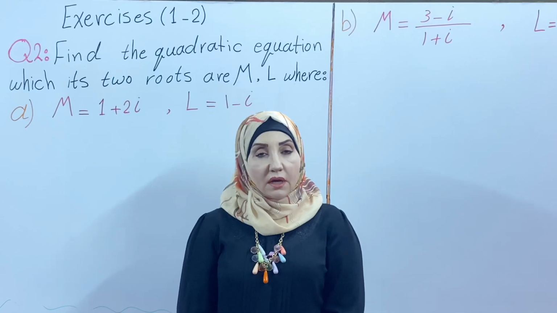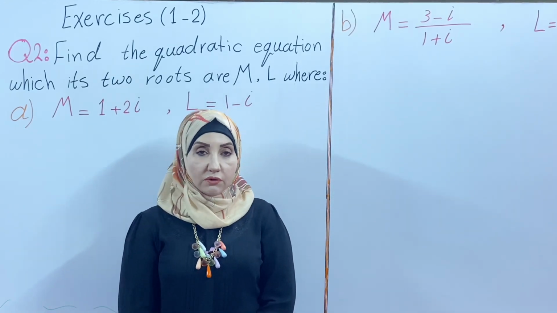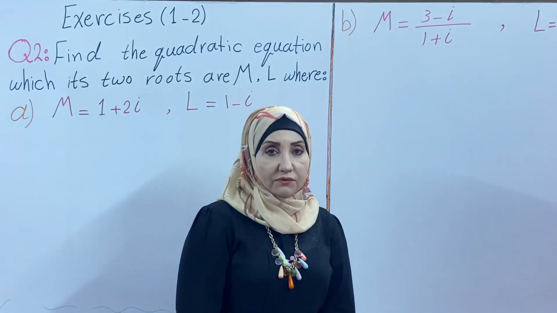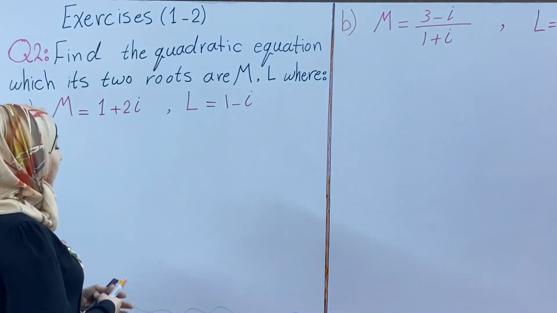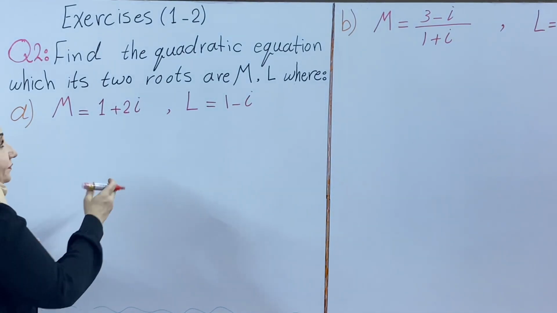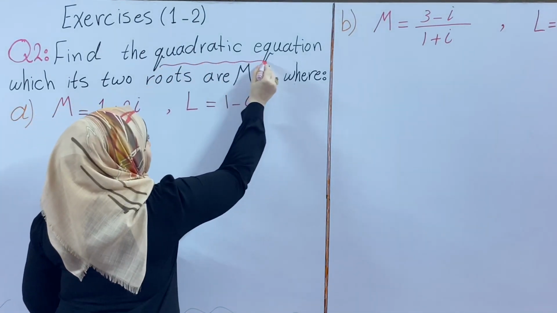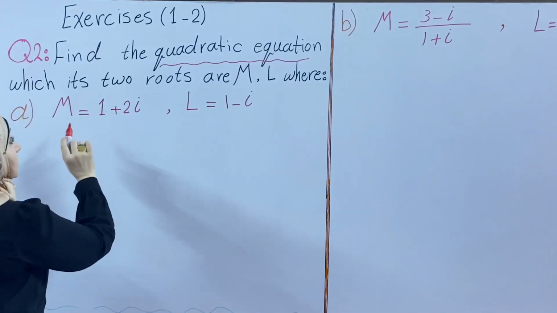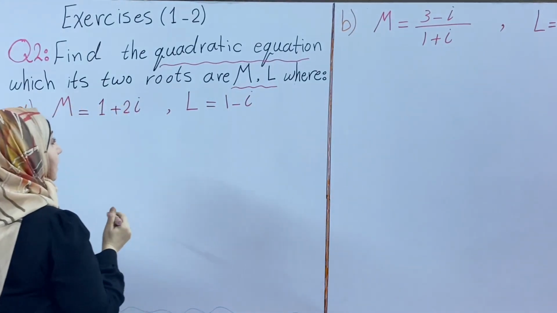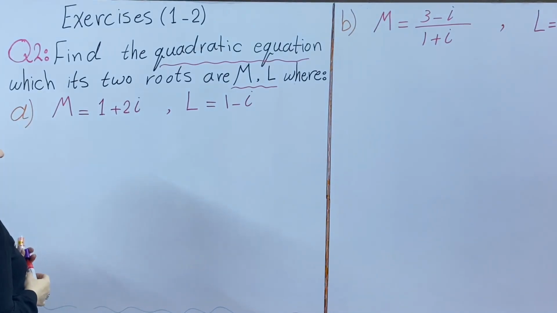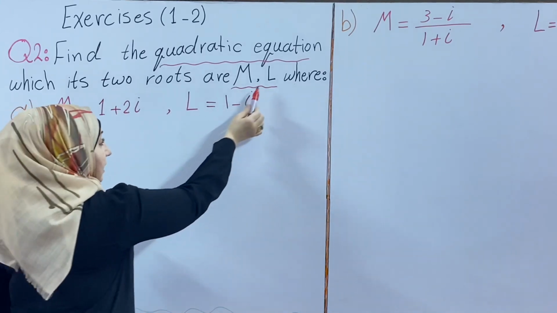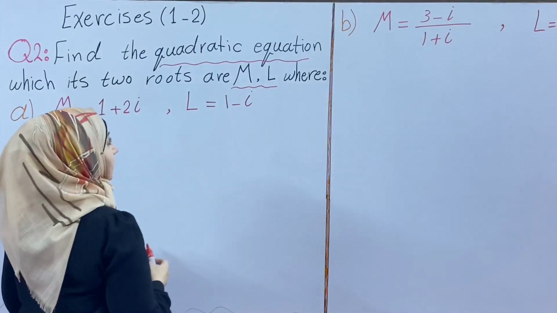Our lecture today we will continue solving the exercises of 1, 2. And now we will solve question 2. Find the quadratic equation which its two roots are m and l, where section A, m equal 1 plus 2i and l equal 1 minus i.